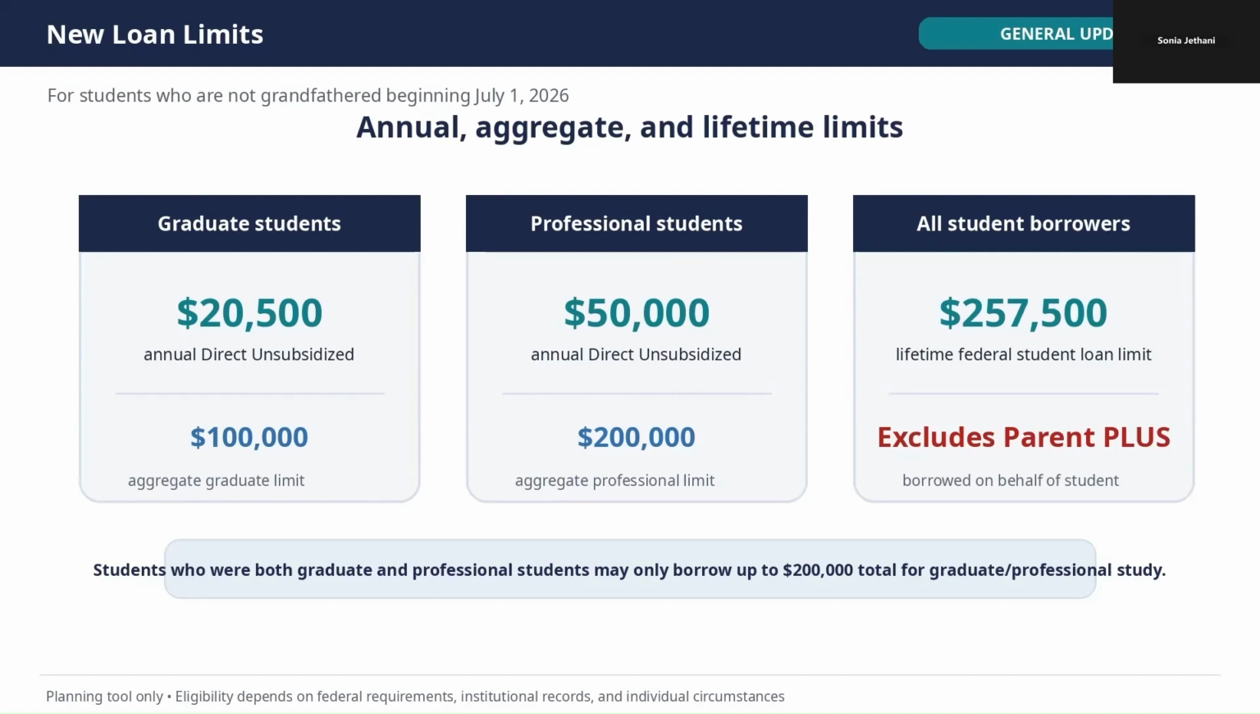The lifetime limit includes federal student loans borrowed at the undergraduate, graduate, and professional levels. It is important to remember that this lifetime limit is based on amounts originally borrowed, not simply what a student currently owes.